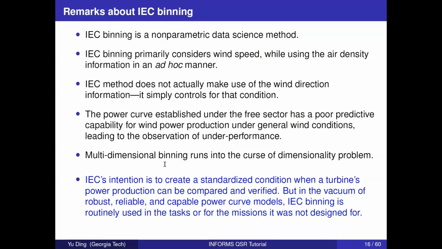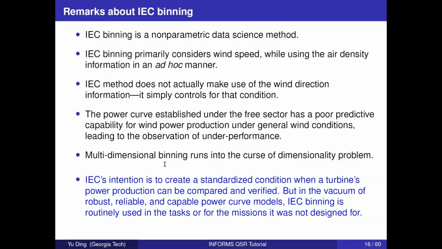We did some analysis previously, reported in my book, right? The machine learning method can account for the air density effect much more effectively than the correction formulation. The IEC method doesn't really make use of the wind speed. They simply control for that, right? They said you don't really use that data, which we consider not really of good quality, right? So as a result, if someone follows the IEC method to establish the power curve, they are reasonable for the free sector if you account for the wind speed alone.